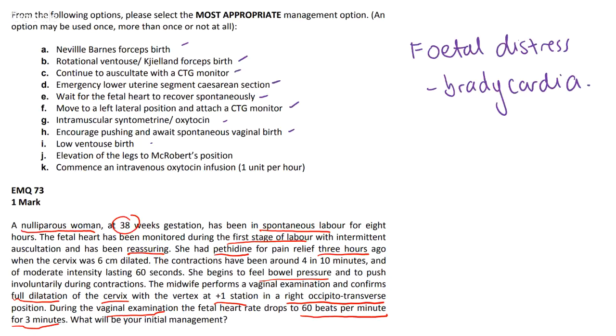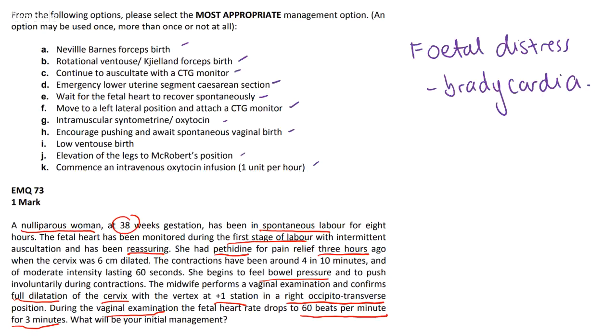Hypoxic escape. Okay. So low ventouse birth, no. Elevation to McRoberts? No. Commence IV oxytocin, no. So what do you guys think the answer is?